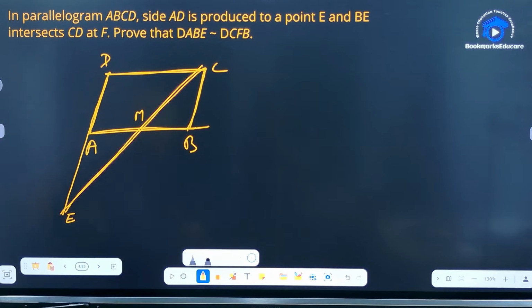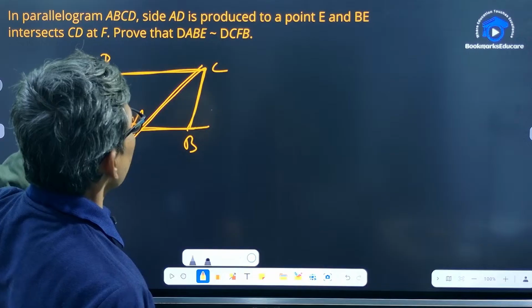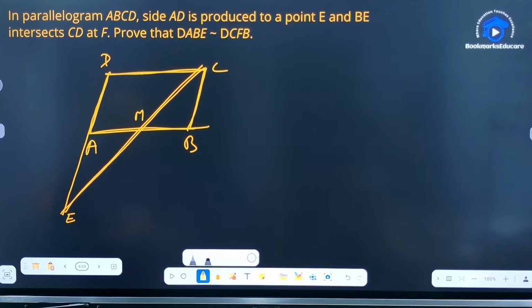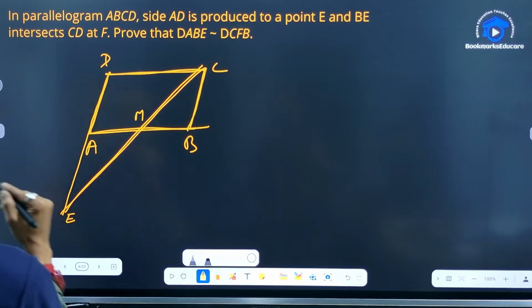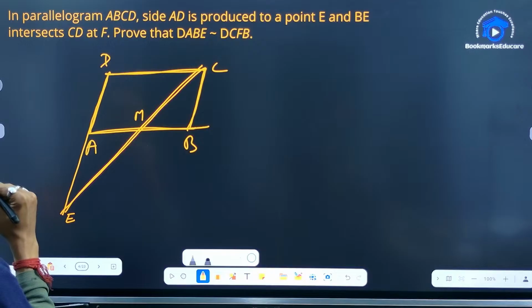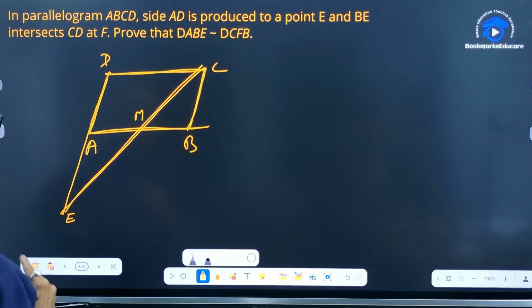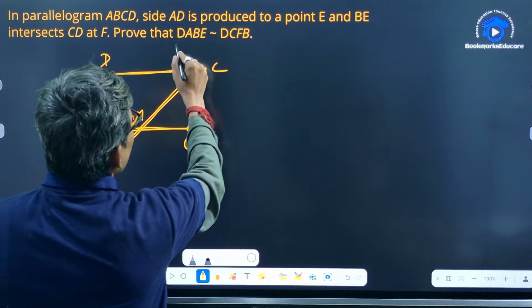Suppose in a parallelogram ABCD, side AD is produced to a point E, and BE intersects CD at F. Prove that triangle... I think this question is wrongly copied.